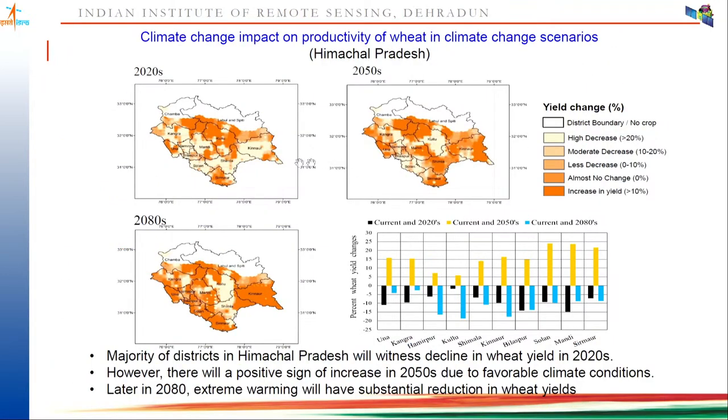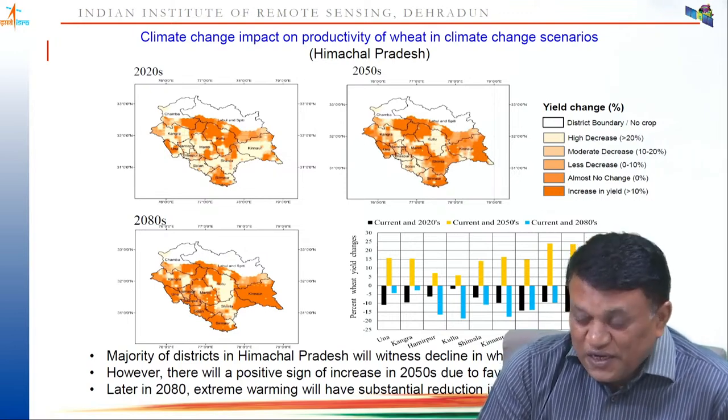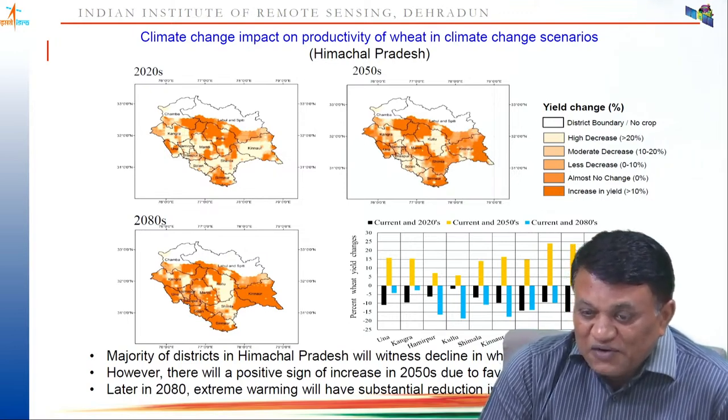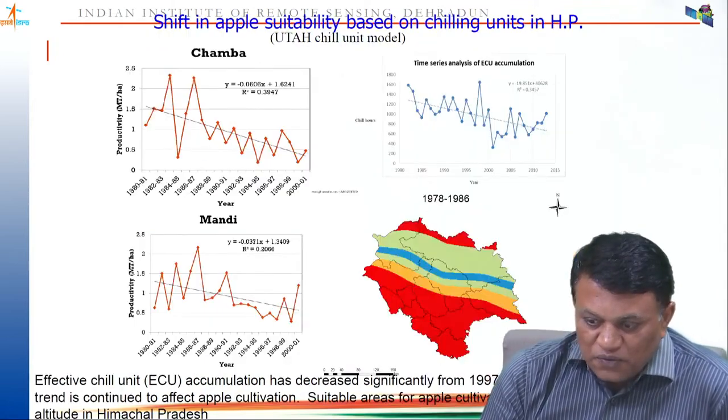Similarly, for the wheat crop in the Himachal Pradesh area, we can see similar results, a drastic decline in the productivity of the wheat crop in 2020 and 2080. For 2050, there will be no decline, but this crop may be favored with more rainfall, which can come by means of winter showers. Increasing winter showers will help wheat cultivation in Himachal Pradesh.